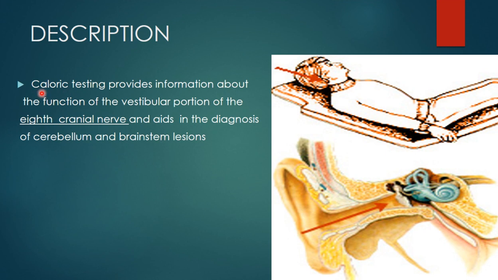Description. So, caloric testing provides information about the function of the vestibular portion of the eighth cranial nerve and aids in the diagnosis of cerebellum and brainstem lesions. So the test also checks for damage to the brainstem.